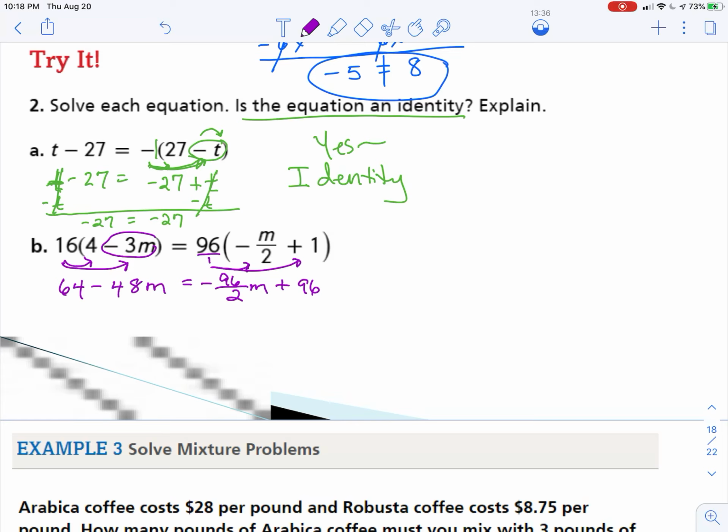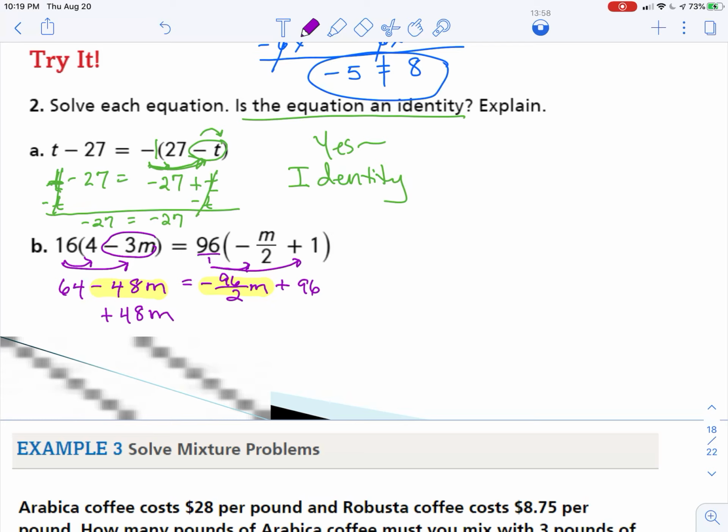Okay, so far so good. Now, let's see what we need to do next. I have an m term over here on this side, and I have an m term on this side. I want to get those two together. So I'm going to add 48m to both sides of my equation.